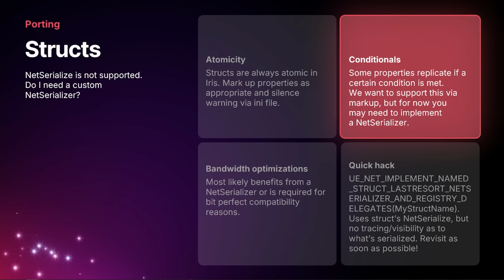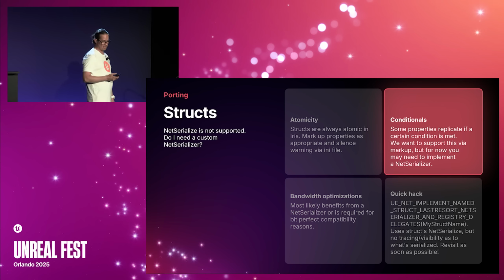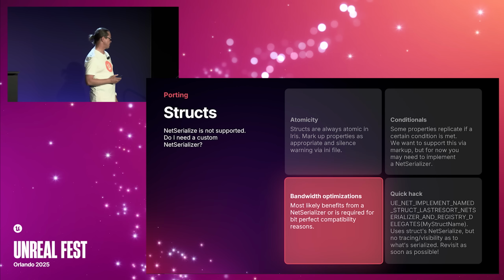Conditionals are quite common. RepMovement is an example where whether you replicate physics or not, you replicate angular velocity or not. To mimic that, you need to implement a NetSerializer. And there can be other bandwidth optimizations like custom quantization. We encountered cases where we actually had higher precision in the struct, but that led to gameplay bugs. So for bit perfect compatibility reasons, you may need to implement the NetSerializer in that case as well.